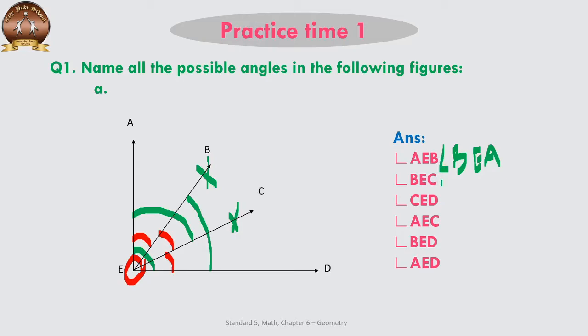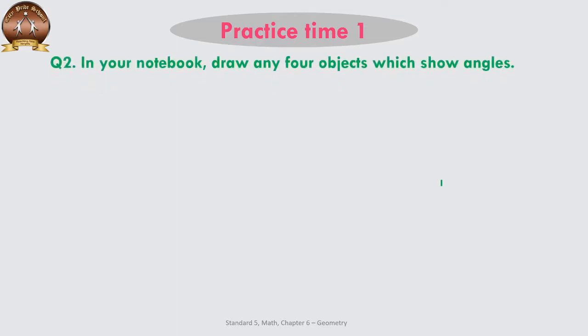Any ray can be the starting point of the angle, but remember the vertex should always be in between the two endpoints of the rays. In your notebook, draw any 4 objects which show angles. The drawing has to be done by you. I am going to show only 2 objects and you have to draw 4 objects.